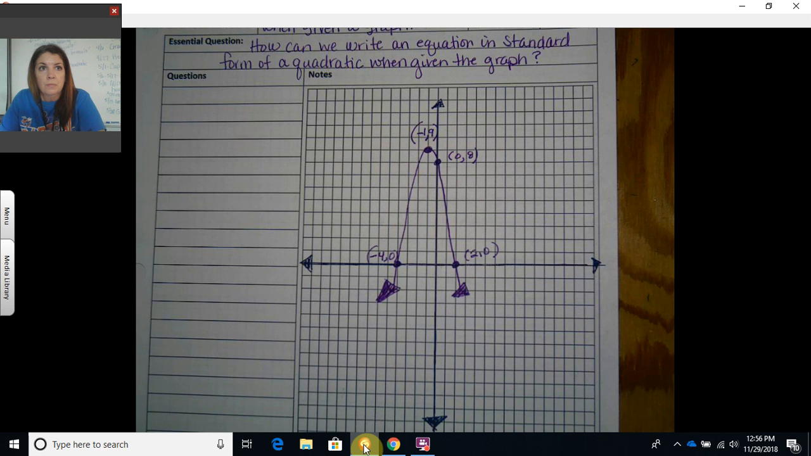Which point are you looking at? Vertex? -1,9. Okay, thank you.